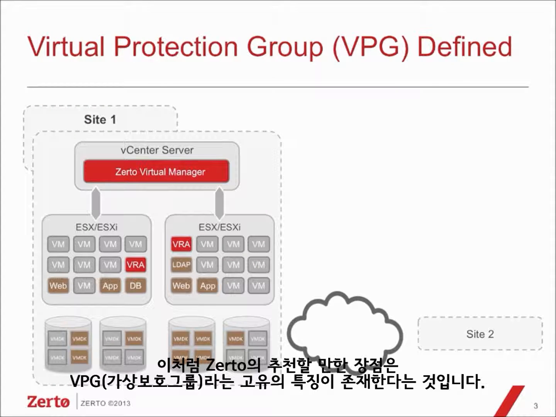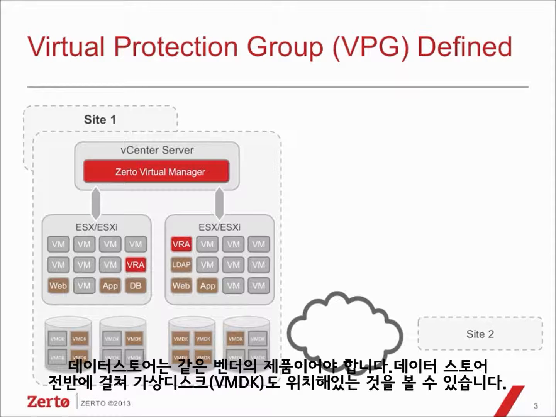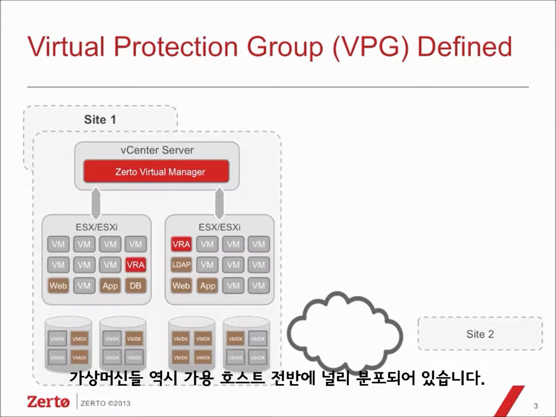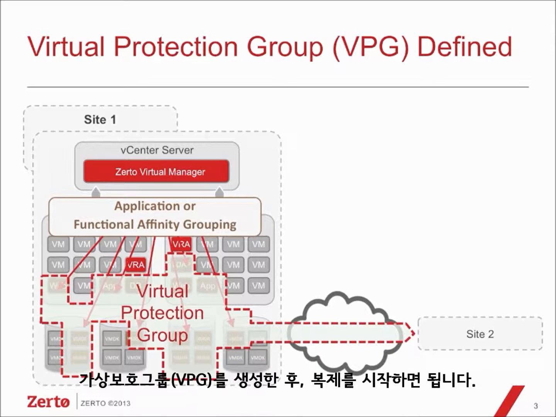So a common deployment of Zerto with virtual protection groups here is we have multiple ESX hosts, we have multiple data stores. The data stores don't even have to be from the same vendor, and we can have VMDK spread across all of those data stores and the VMs themselves across multiple hosts. With Zerto, all you have to do is identify the VMs you want in an affinity grouping, put them together, create the VPG, and then replication starts.